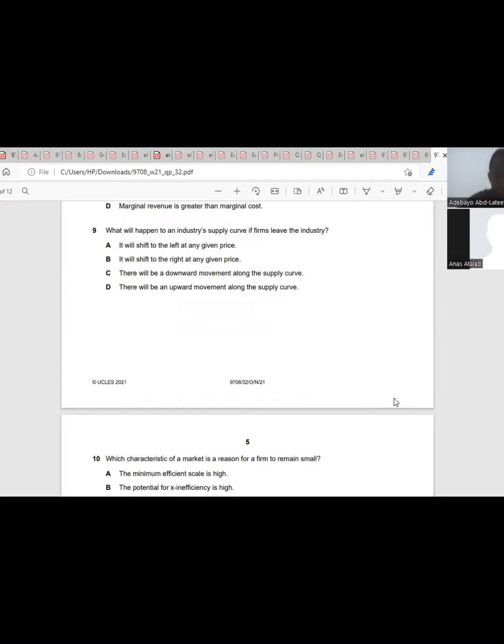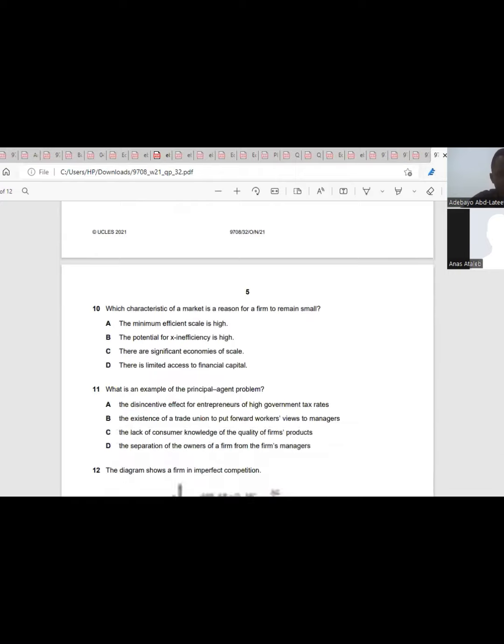No, the supply curve will shift. Movement is as a result of a change in price. But here we're talking about a firm leaving the industry. So it's a shift in the supply. Is it a leftward shift or rightward shift? If output falls, if output reduces, what happens to the supply curve? It shifts to the left. Number 9, A. Question 10 now, please.